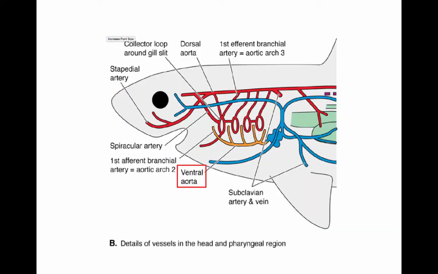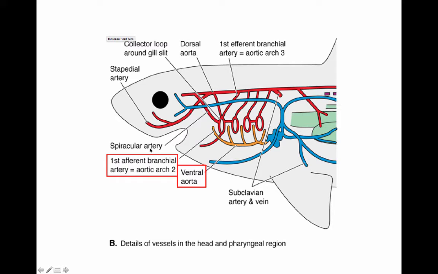Let's look at this at a slightly different view. We're still looking at a diagram based on the shark. Here is a schematic of the heart down here pumping into the ventral aorta. As the ventral aorta moves ventral to the gill chambers, it's going to branch off into these different aortic arches. So for example, here is the first afferent branchial artery, and this is going to be aortic arch number 2. We will look at the numbering system and the evolution of these aortic arches in more detail in the next web lecture.